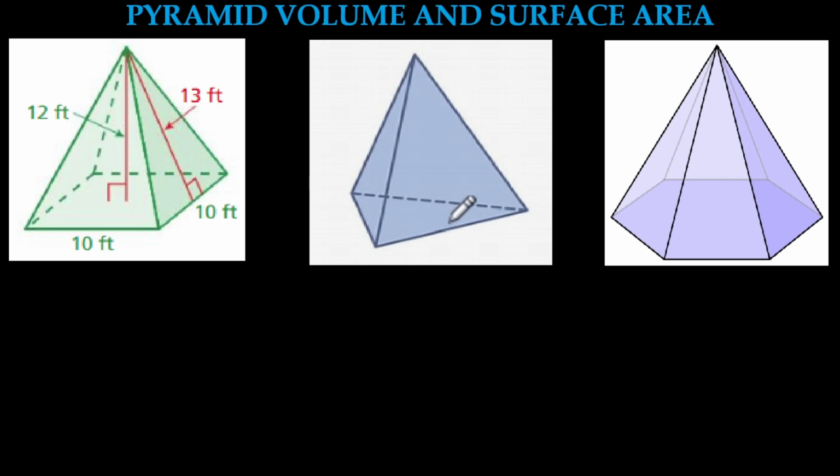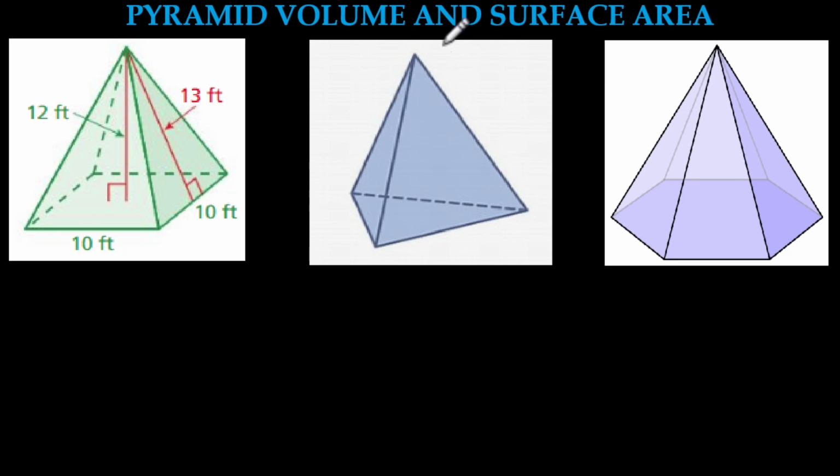In this next pyramid, the base is a triangle, so it would have three sides. If this was an equilateral triangle, all three of the sides would be equal. If it was an isosceles triangle, two of the sides would be equal with a different size for the third one. And this third pyramid is a hexagon base, and if the hexagon is a regular hexagon, then all six of the triangles would be the same size.